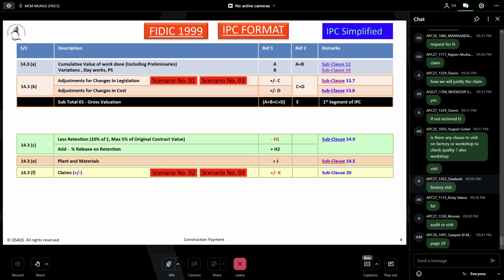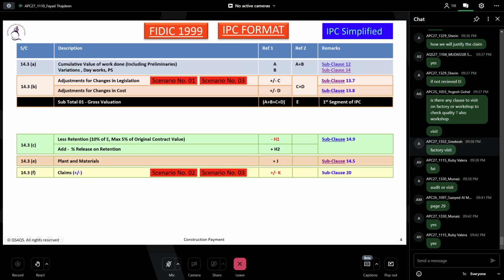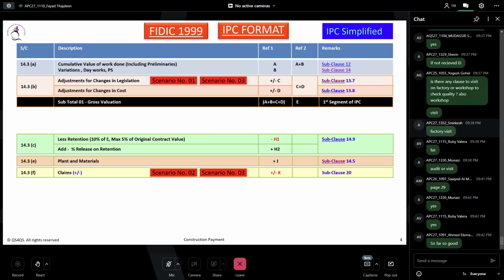Now, any question you want to ask? Everything is clear so far, whatever we discussed? So I have a small doubt. You said if the plant and materials were rejected and the engineer wants to retest the samples, it will be claimed from the contractor. But the thing is, it failed because of the contractor's fault, right?